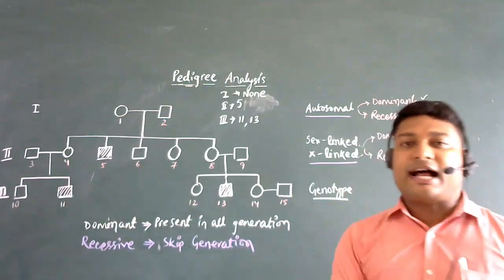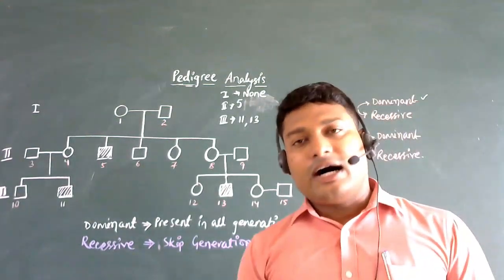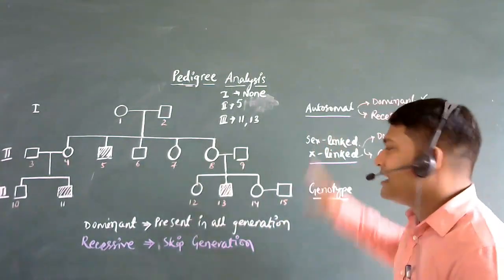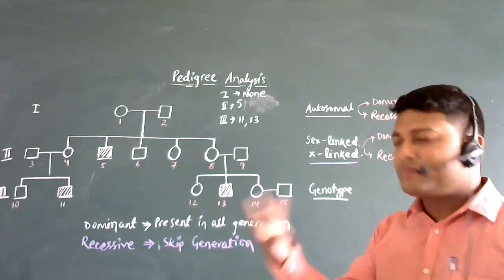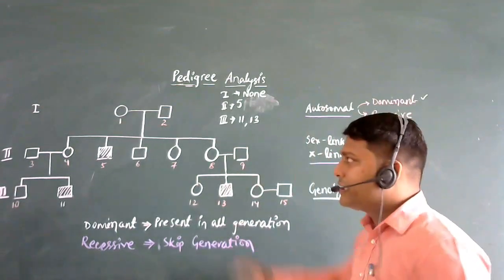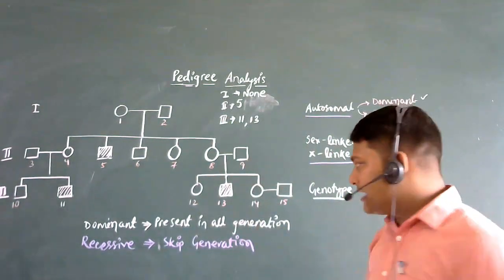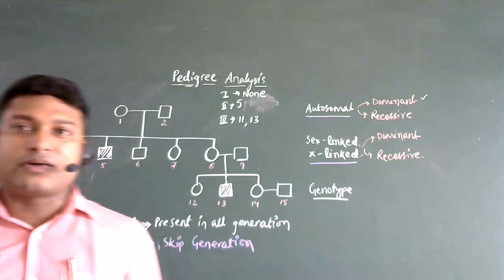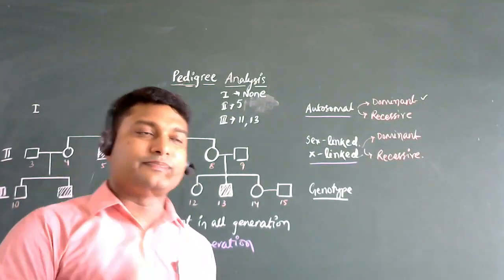Now, in your standard 12th, typically you'll be asked questions from the autosomal and X-linked only. Y-linked you typically won't be asked. So when we're talking about X-linked and autosomal, you have to identify again. How do you identify that? To identify X-linked and autosomal, you have to do a simple trick.